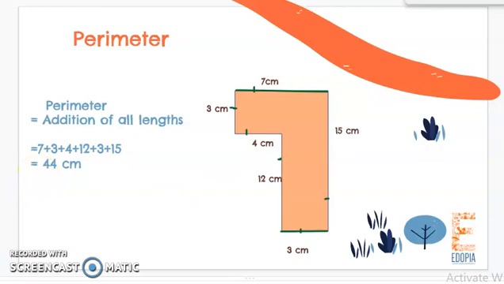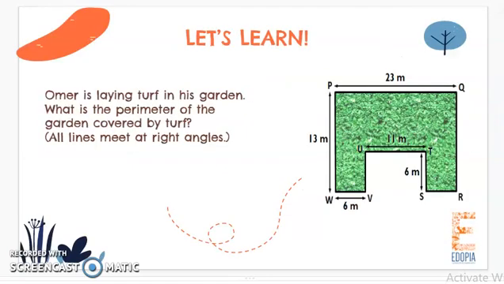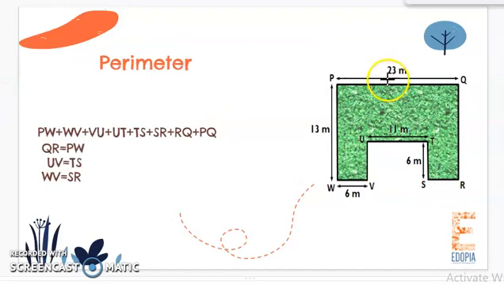Now let's learn through another example. Umar is laying turf in his garden. What is the perimeter of the garden covered by the turf? To find the perimeter of this composite figure, my first step would be to see how many sides this composite figure has. Now starting from this line, 1, 2, 3, 4, 5, 6, 7, 8. This means we need 8 lengths to find its perimeter.